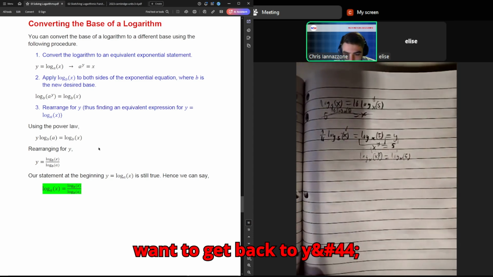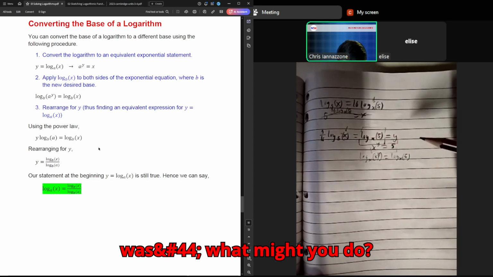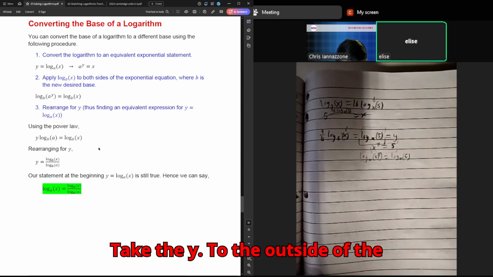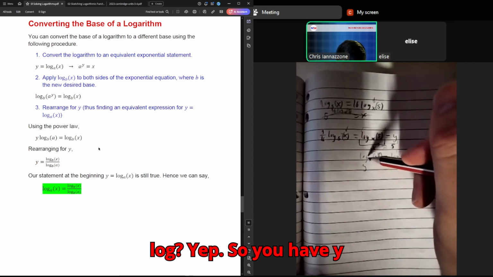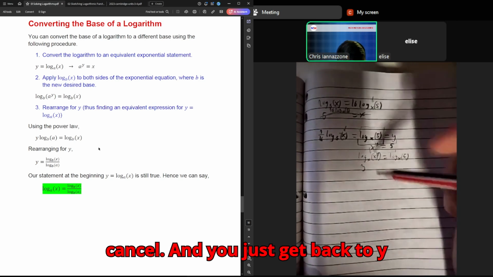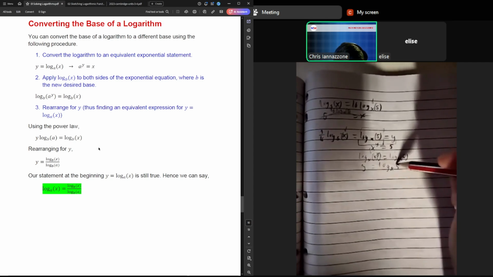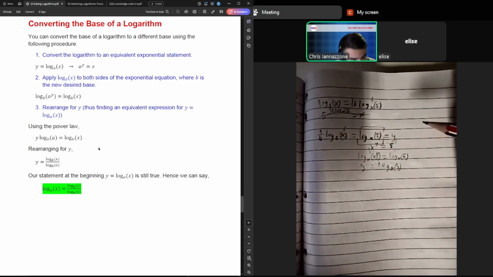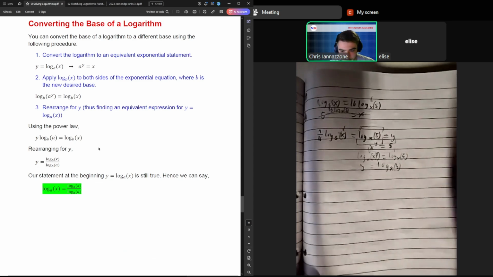So if we then want to get back to y, which is what this thing originally was, what might you do? Take the y on to the outside of the log. Yep. So you have y at the front of log x of x. Anytime the base and bracket are the same, they cancel, and you just get back to y equals log x of 5, which unfortunately is where we started. So maybe not picking a base of x. What else is another possible base we could choose?